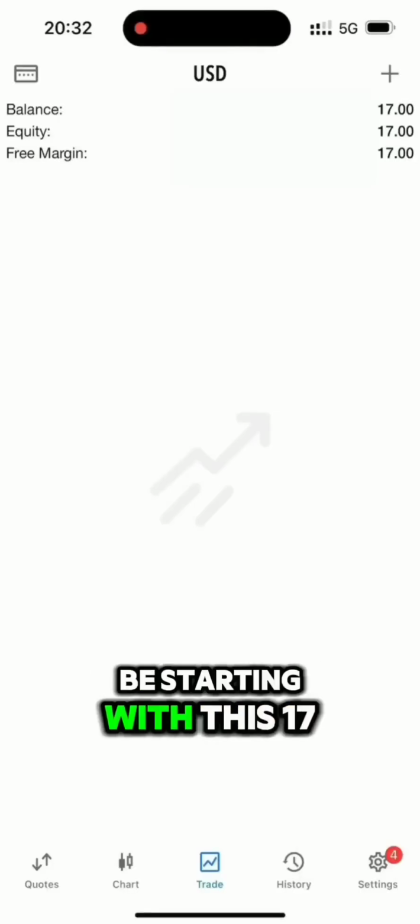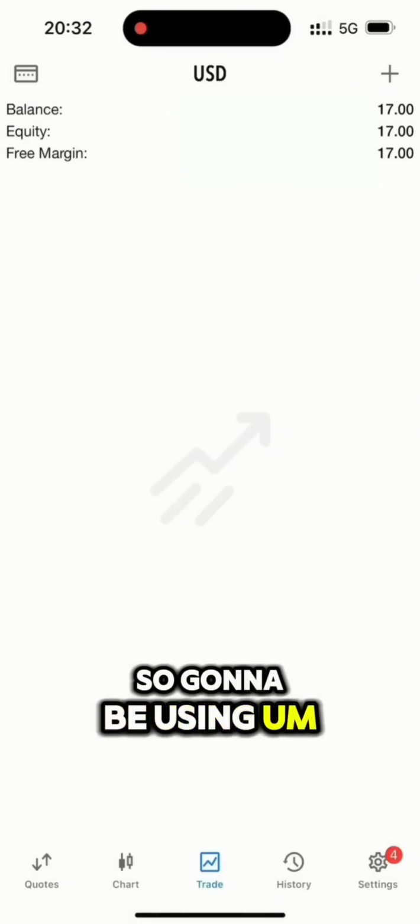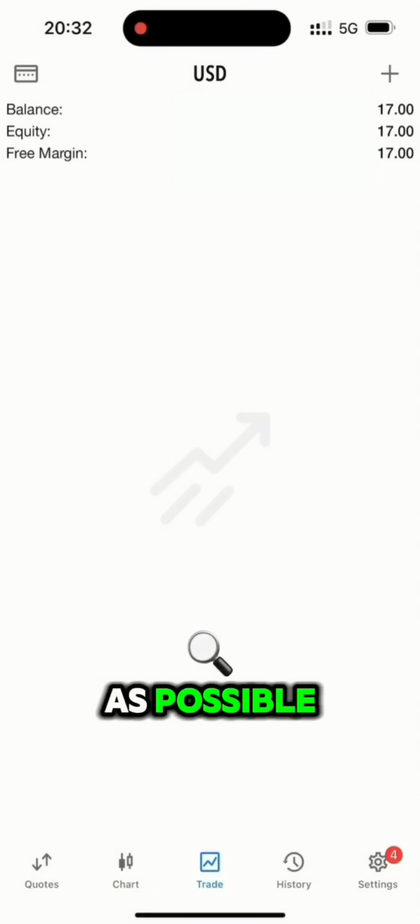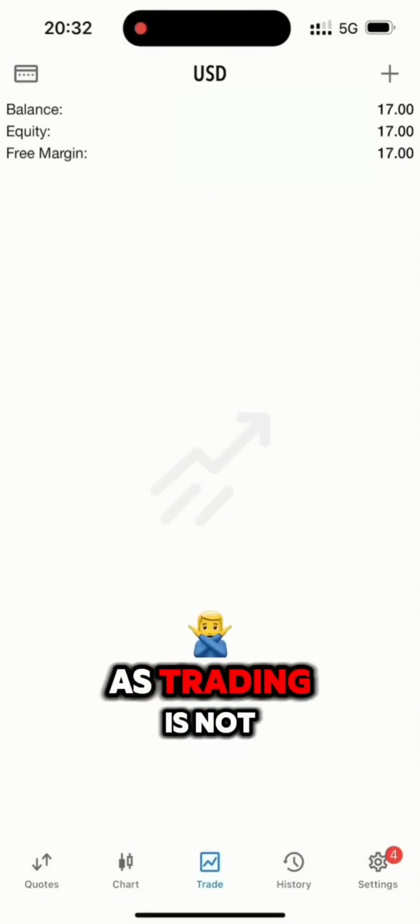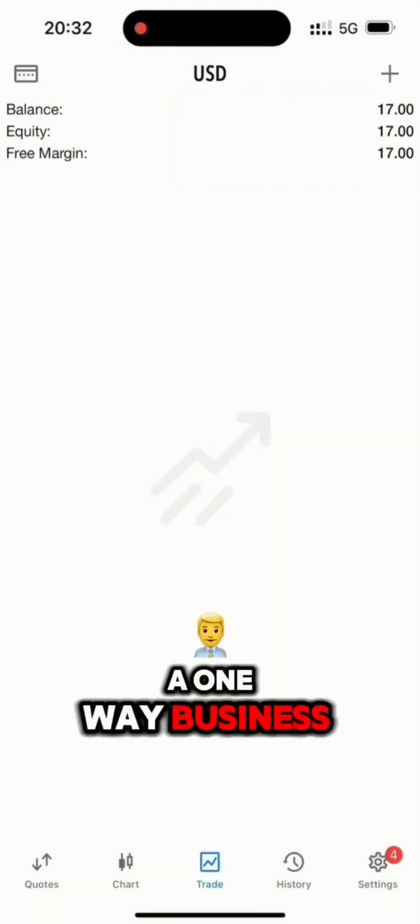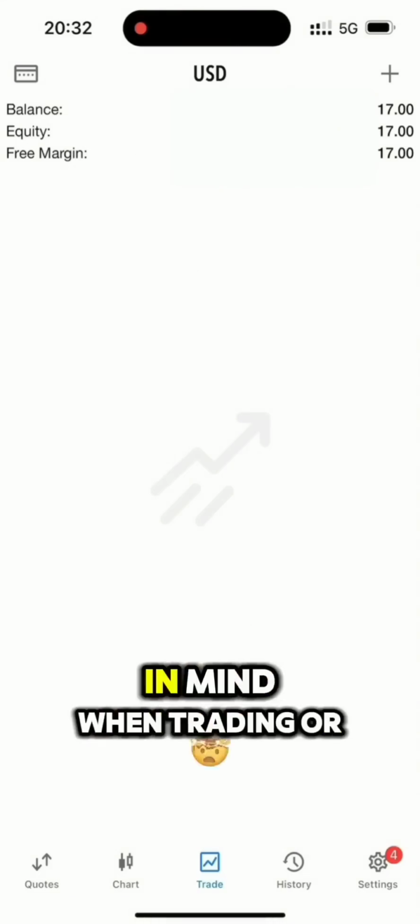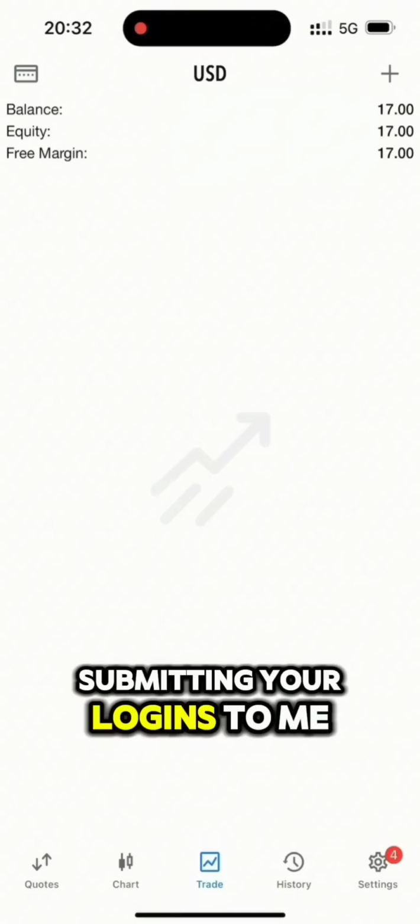We're going to be starting with this $17 account. So I'm going to be using tight entries and using accuracy as high as possible. But let's not leave room for mistakes, as trading is not a one-way business, all right? It also involves a huge risk. So do bear that in mind when trading or when submitting your logins to me.